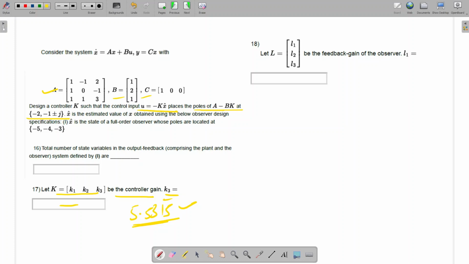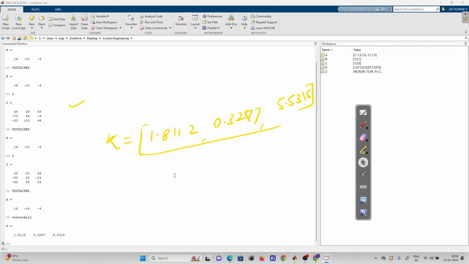Okay. Similarly, the other thing it is asking is what will be the L value. So the observer is L1, and the poles we have to place at -5, -4, and -3. This is a full order observer whose poles are located at -5, -4, and -3. So what should be the value of L1? In this case, we have to just take the transpose of the A matrix. So the same formula will be there in MATLAB. I'll show you that.